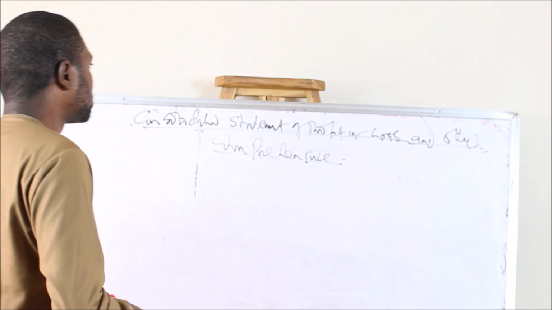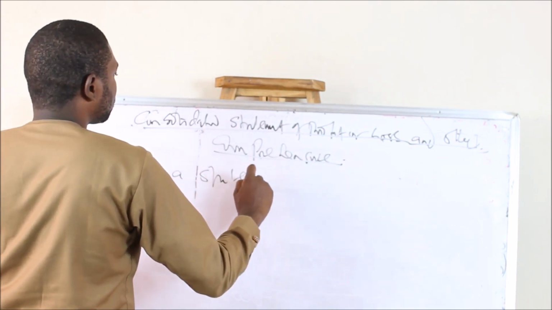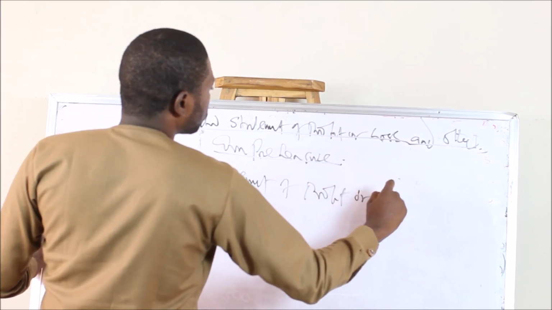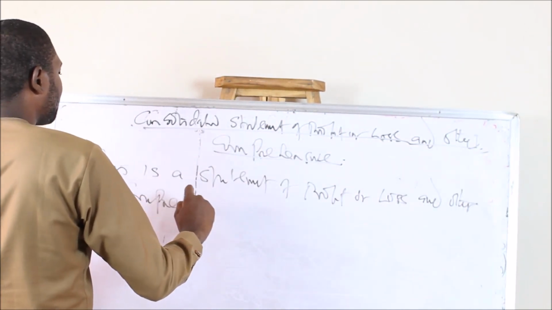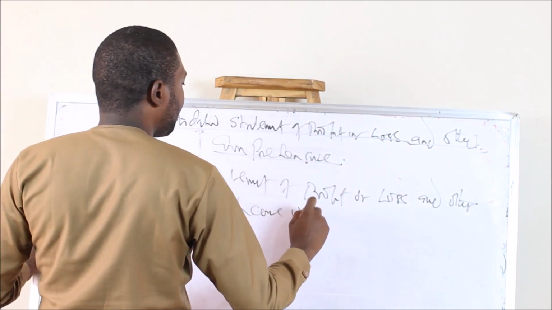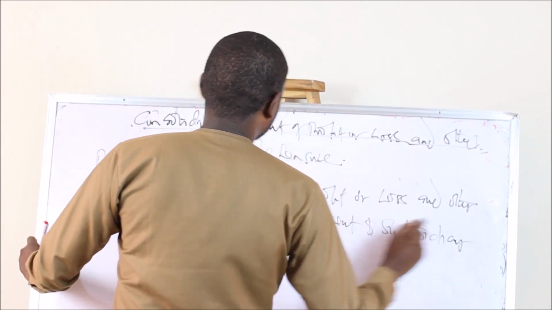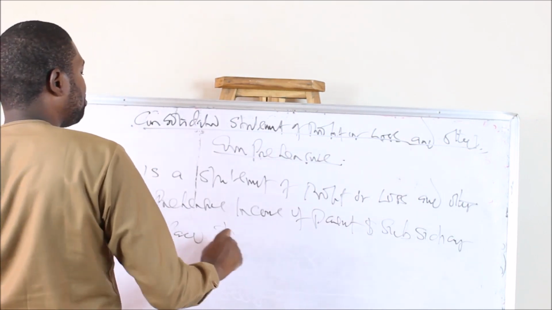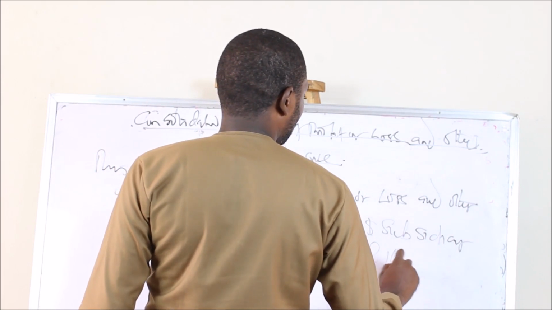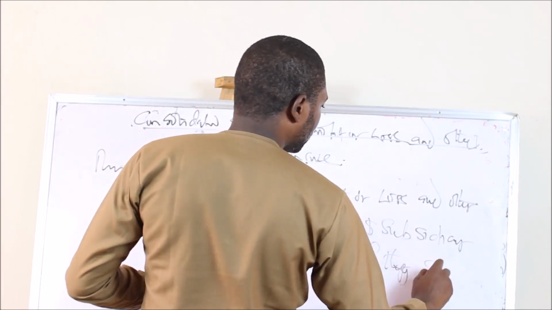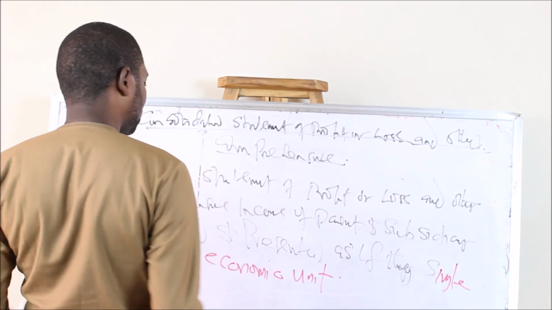Of course, when we say consolidated statement of profit or loss, we mean the statement of profit or loss and other comprehensive income of the parent and subsidiary, prepared and presented as if they are a single economic unit, which, if you remember, is how we defined the statement of financial position.